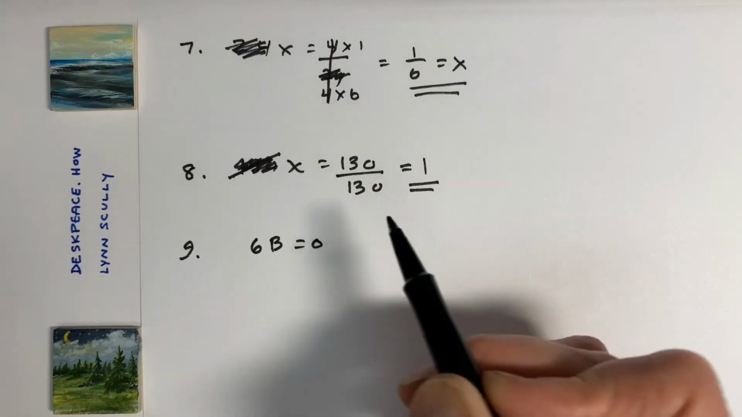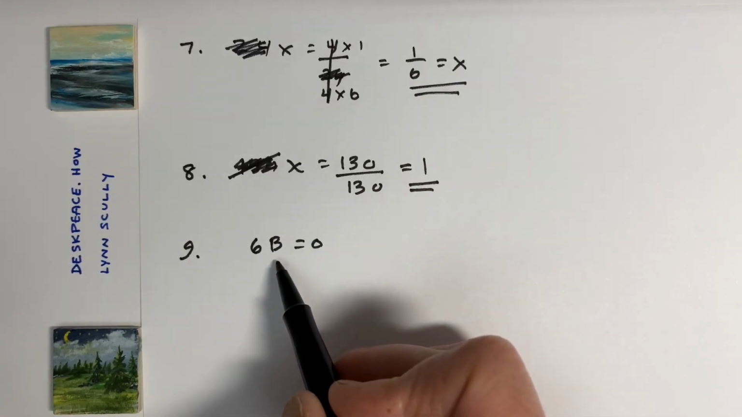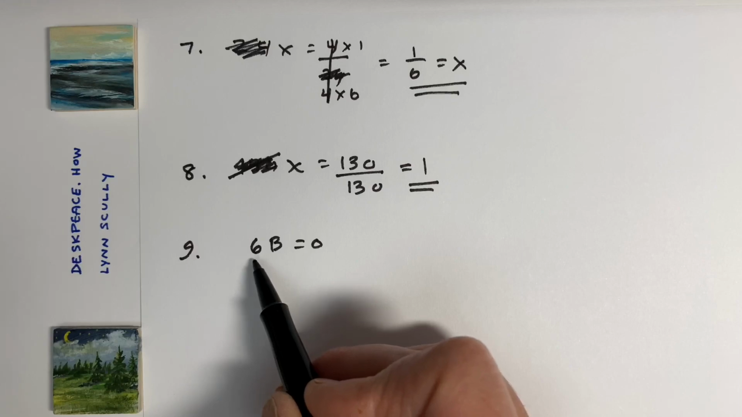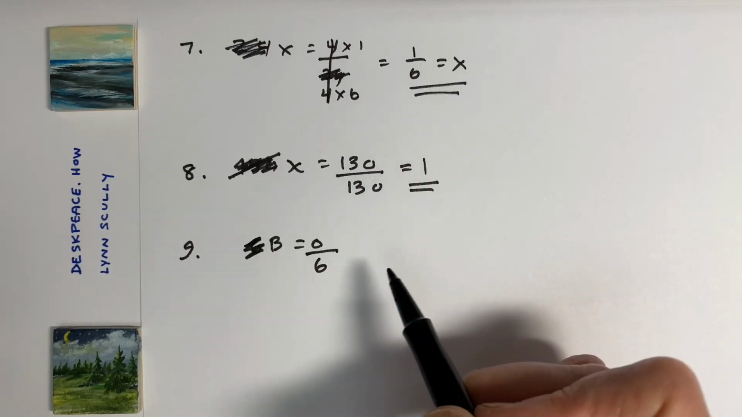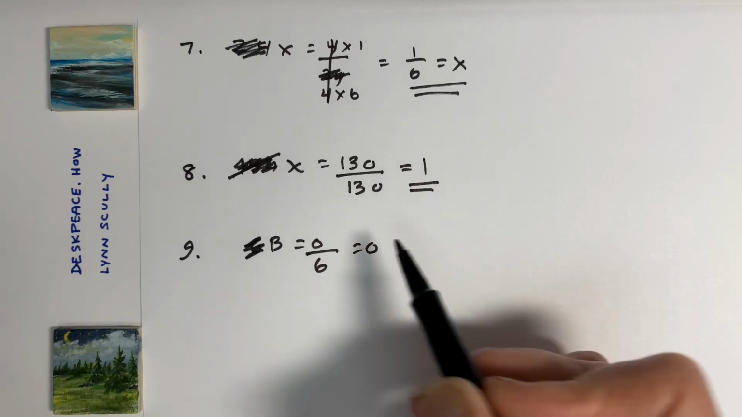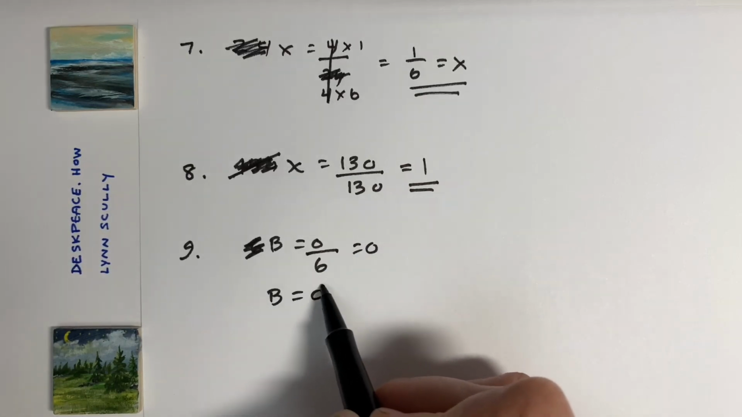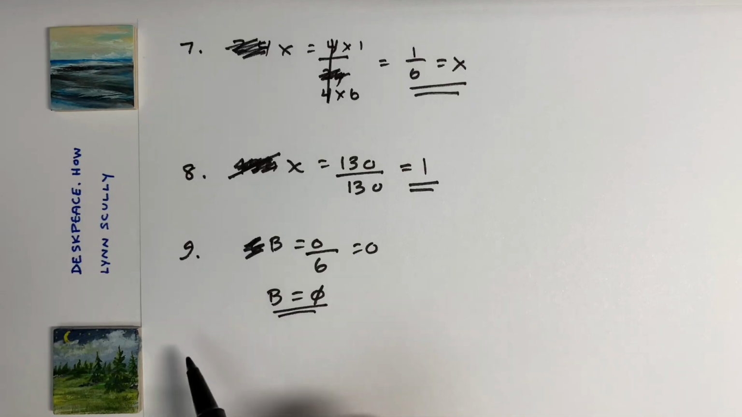Number 9. 6b equals 0. B is my unknown. I want to get it alone. 6 is attached by multiplication. Move it by division to the other side of the equal sign. And I'm getting b equals 0. B is 0.